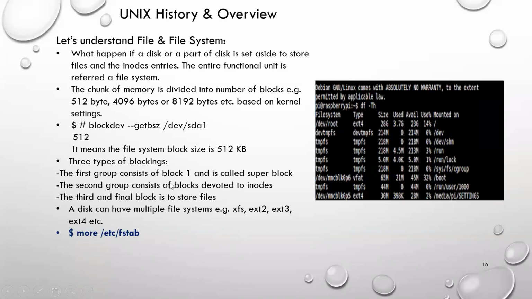So in a file system, the first group is called the super block, and the second block is devoted to the inodes and the metadata of the file. The third block and onward will be storing the actual data kept by the user. This is some basic Linux stuff.